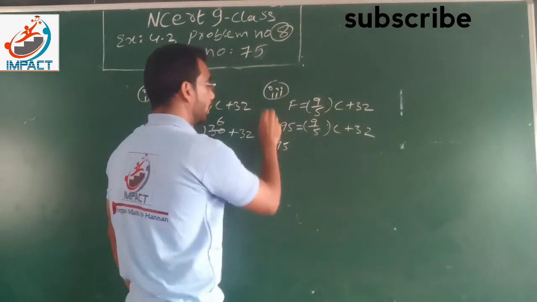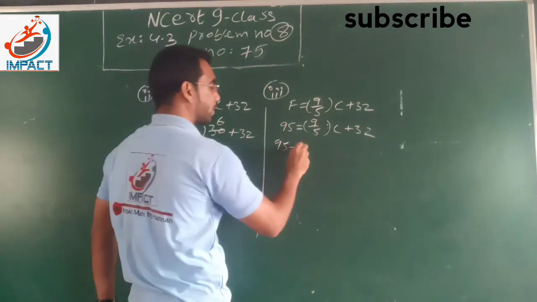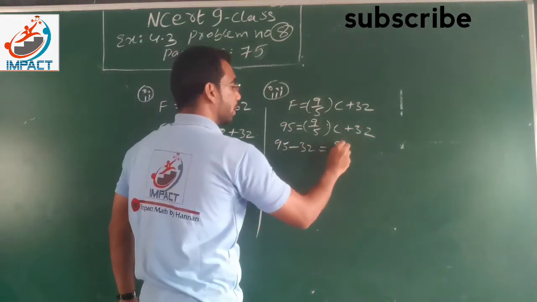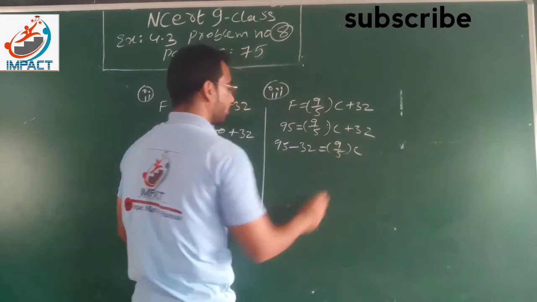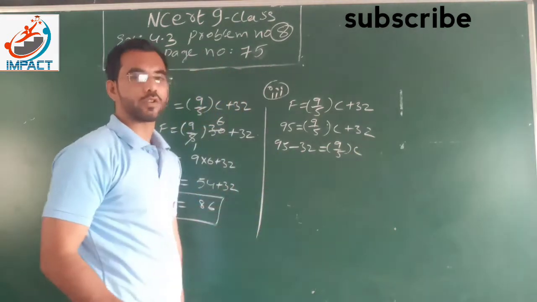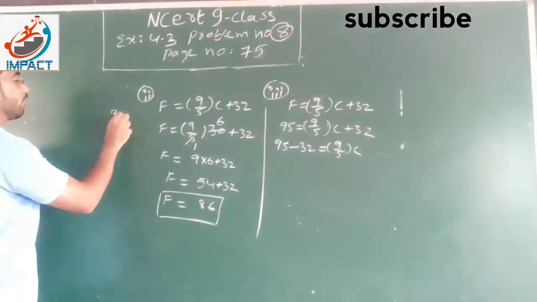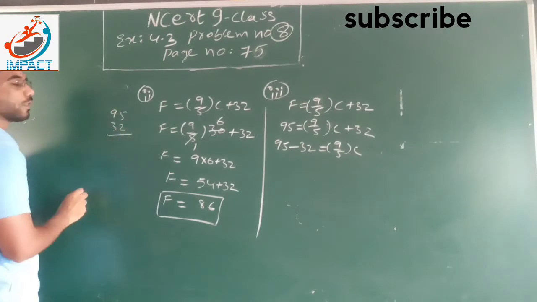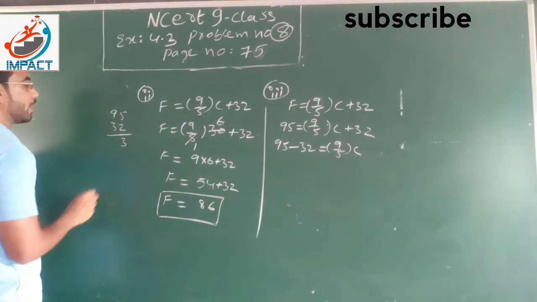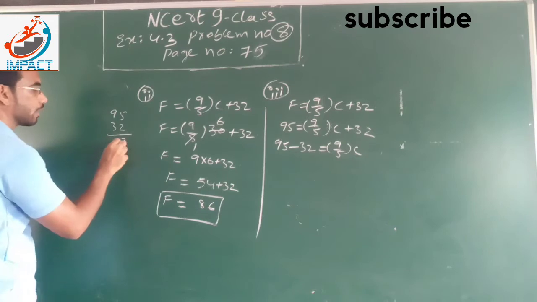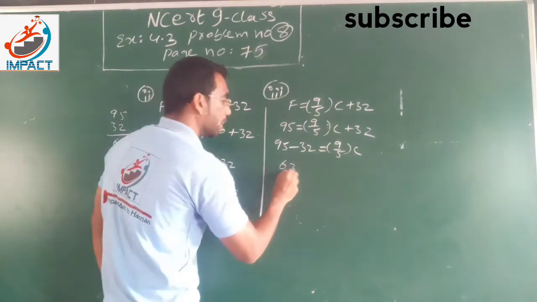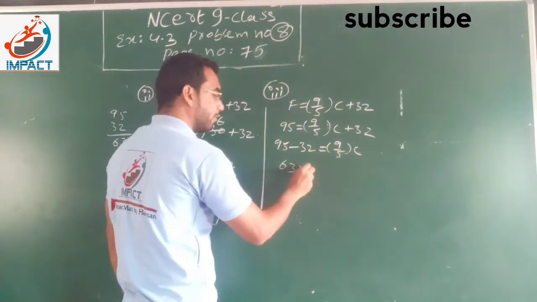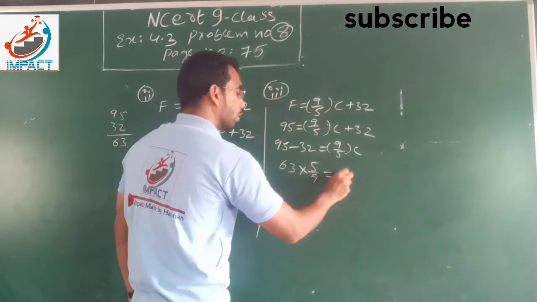So 95, take this 35 towards the left hand side, 32 is equal to 9 by 5 into C. Now 95 minus 32, how much will it be? 5 minus 2 is 3, 9 minus 3 is 6, so 63. Take this 9 by 5 to this side, it will become 5 by 9 equal to C.